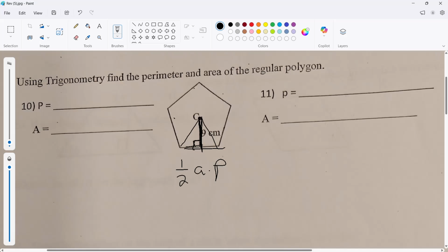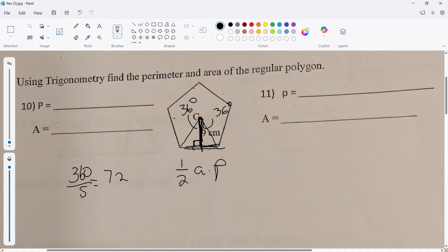So let me see how big each central angle is. 360 divided by 5 equals 72 degrees. That means each one of these is 36 degrees. I'm supposed to use trigonometry. So I know this is 9. How do I find this?